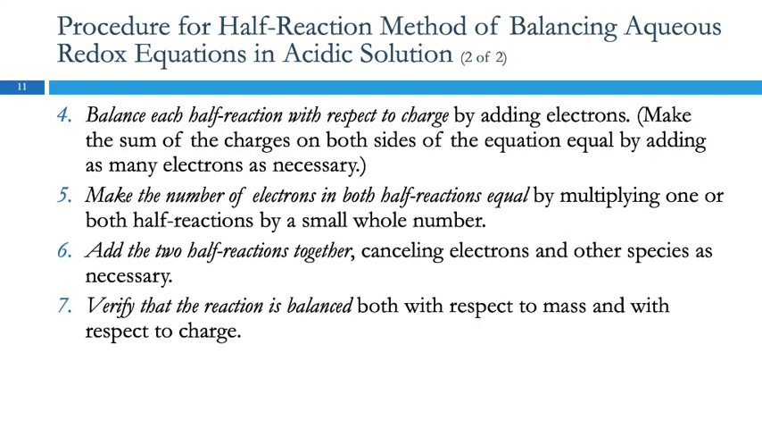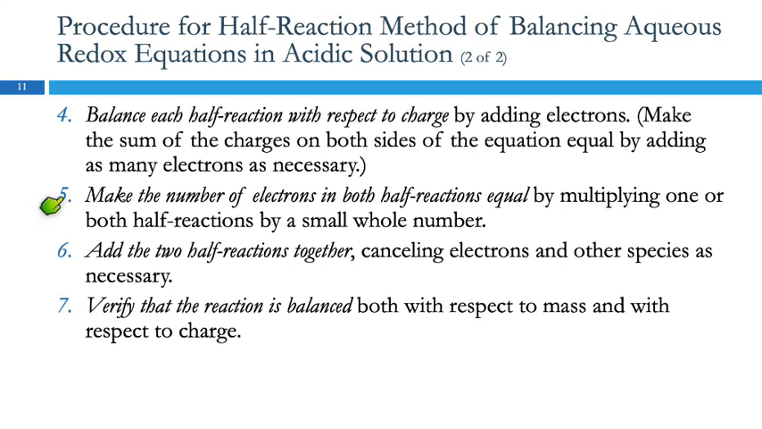Then you balance each half reaction with respect to charge. And we do this by adding electrons. You can add electrons as a reactant or a product. What we're trying to do is make the sum of the charges on each side of the arrow equal. It doesn't need to be zero, it just needs to be the same. Okay, and we're going to do some examples.